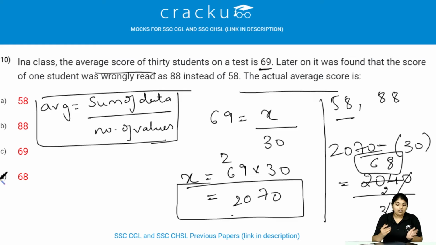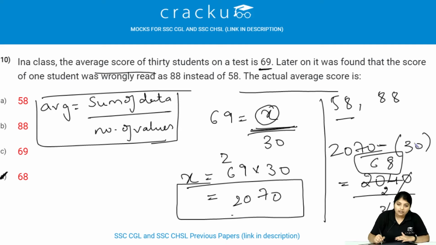I'll explain it again. Average is the sum of the data divided by the number of values. So, it is given that 69 is the average score of 30 students in a test. So, 69 is equal to the sum of the scores, let it be x, divided by the number of students, which is 30. Therefore, the x value is equal to 2070. But it is given that one student's score is wrongly read as 88 instead of 58. That is, 30 more marks were added to this wrongly.